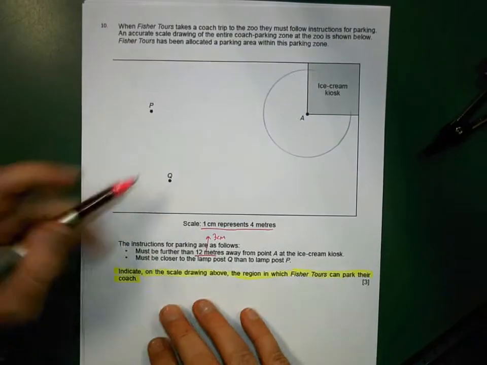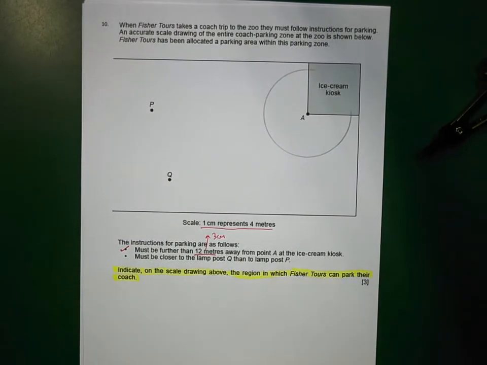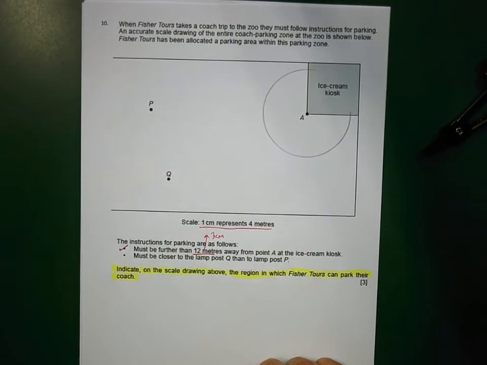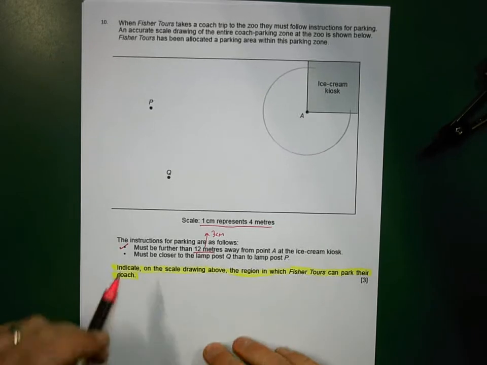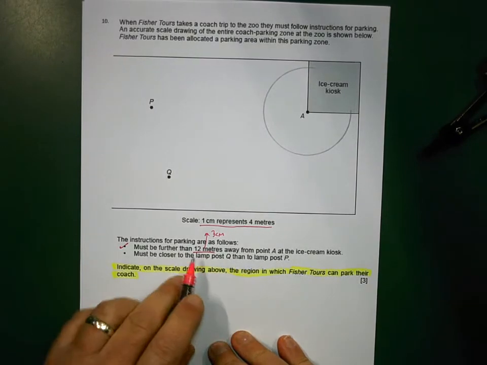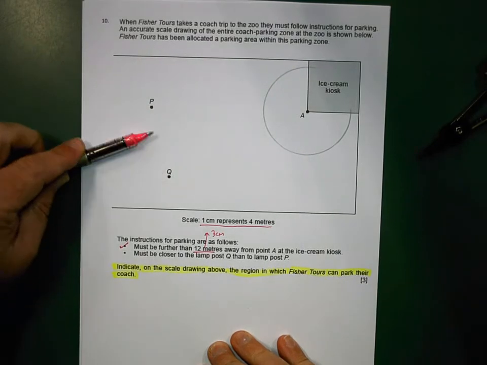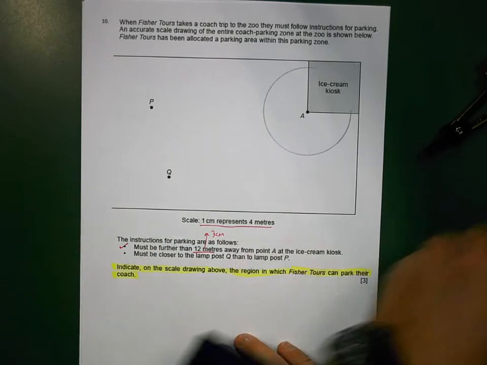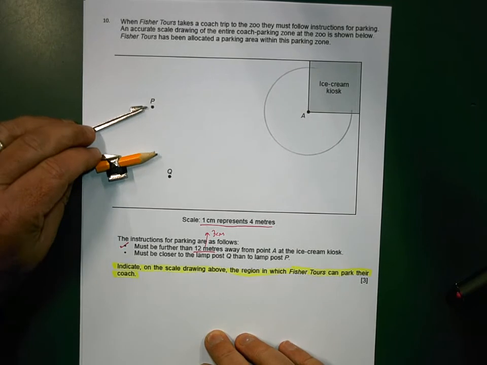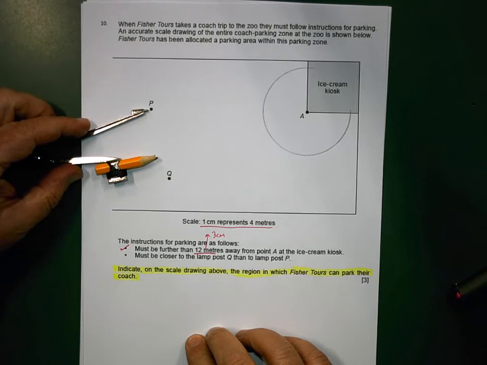So that's the first instruction. And the parking has to be further than 12 meters, so it's going to be outside that circle, but we won't shade it yet. Then for the second one, it must be closer to the lamppost Q than to the lamppost P. So I've got to have the dividing line between those 2 points in order to know which one is closest to. That's another loci where you have to draw the perpendicular bisector. We did this way back in early September, so you need to check back through your notes if you can't remember how to do this.